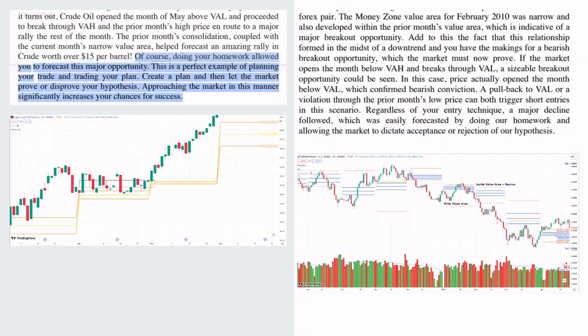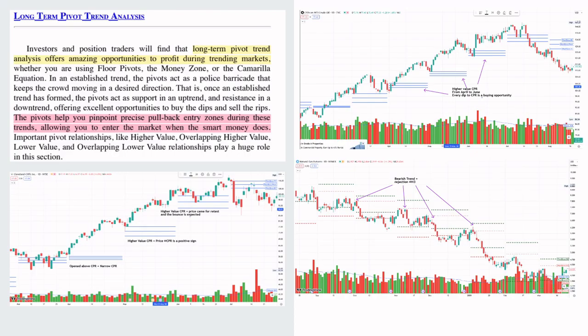Now we are going to talk about long-term pivot trend analysis. So what is pivot trend analysis? Basically, what is a trend? A trend means either uptrend or downtrend. Sideways is not a trend; it is a non-trending nature. A trend has to go either upside or downside. Sideways is the non-trending nature, and that is what used to happen in the market.